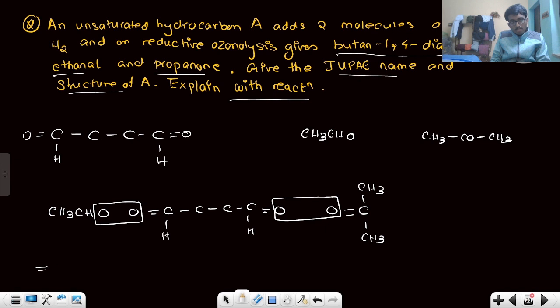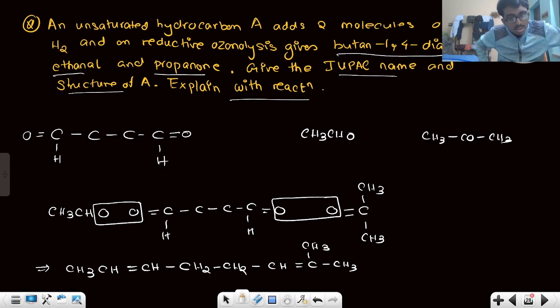So what will be the actual compound? CH3 CH double bond CH, CH2 CH2 CH, double bond C CH3 CH3. This will be the check. Hydrogen, if I made any mistake, forgive me for making any mistake in hydrogen. The IUPAC name of the structure, you will write that, I will not take. And this is the structure. What is the IUPAC name? That I have to also write.